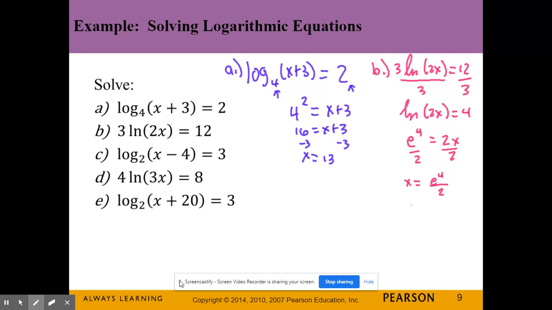If you needed to round it, I'm going to use the calculator real quick. You get 27.299. Again, it just depends on what the question's asking, if you want the exact or if you want the rounded answer. Okay. Why don't you try C, D, and E, and then come back and check.